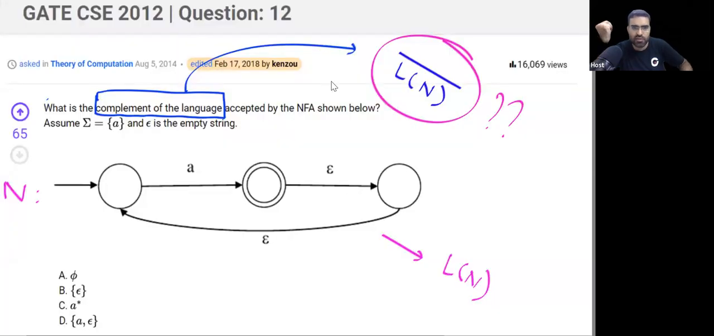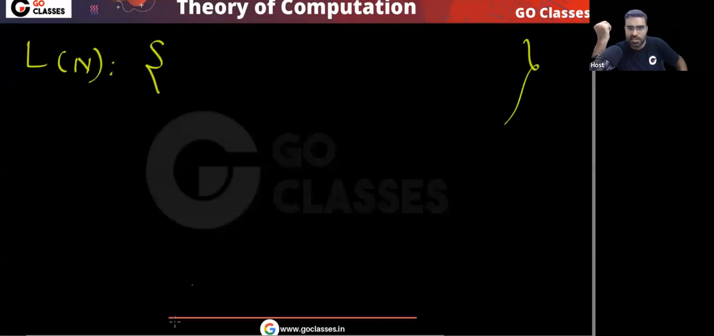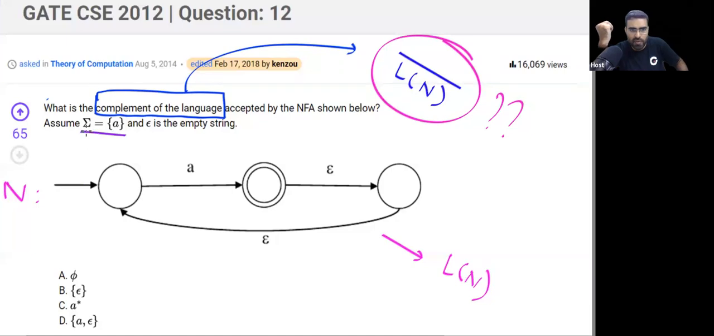This NFA is already given to you. What is the language L of N? So what are the strings in this language? Your alphabet is only A. This is your alphabet. So you can notice A is accepted.